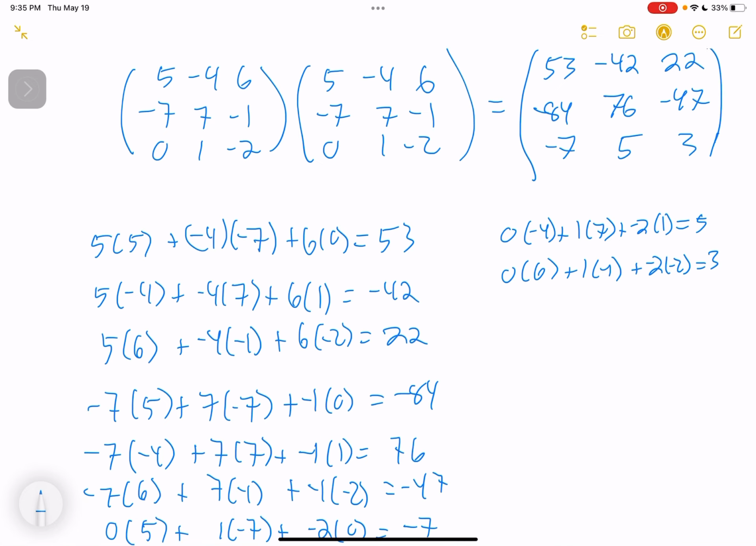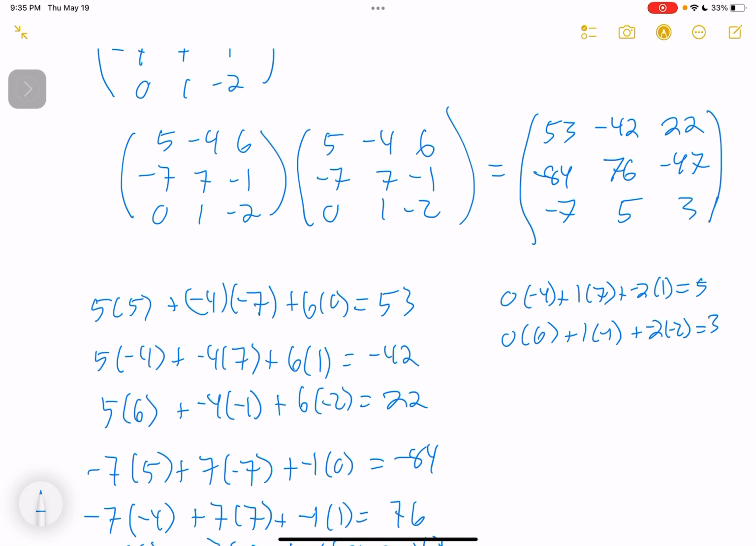So this should be the squared matrix right here. Okay. Hope that helps.